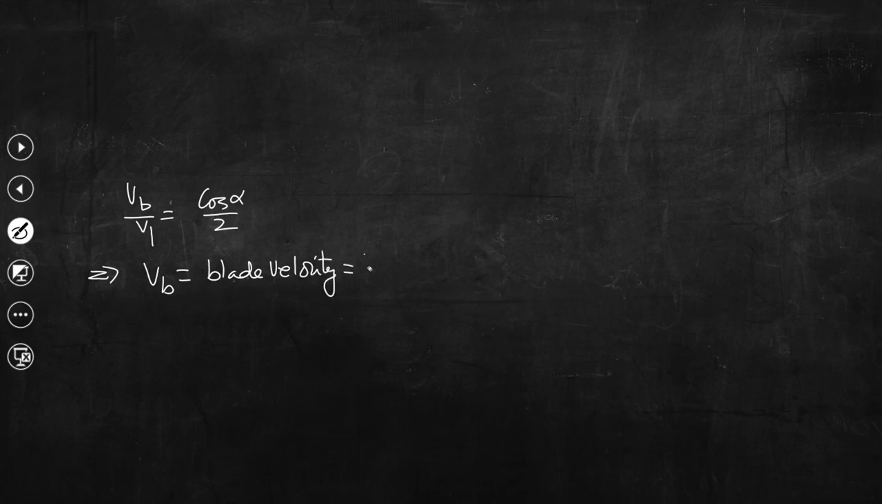What is this? V_B by V1 equal to cos alpha by 2. Therefore, V_B, the blade velocity, equal to V1 cos alpha by 2. Alpha is the flow angle at the inlet. So, now if V1 increases, we can see the blade velocity will increase.